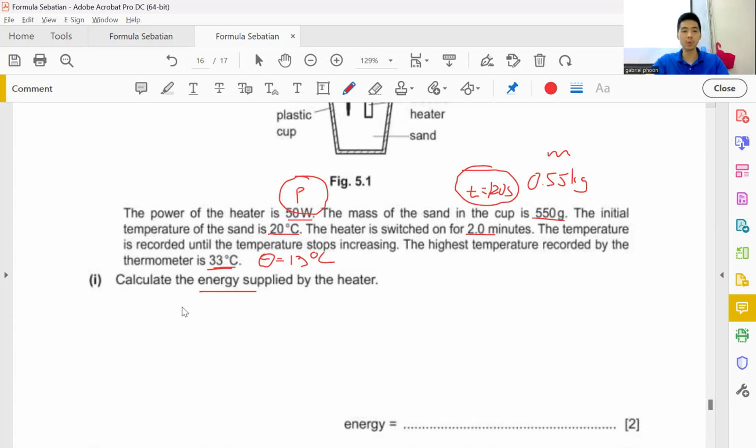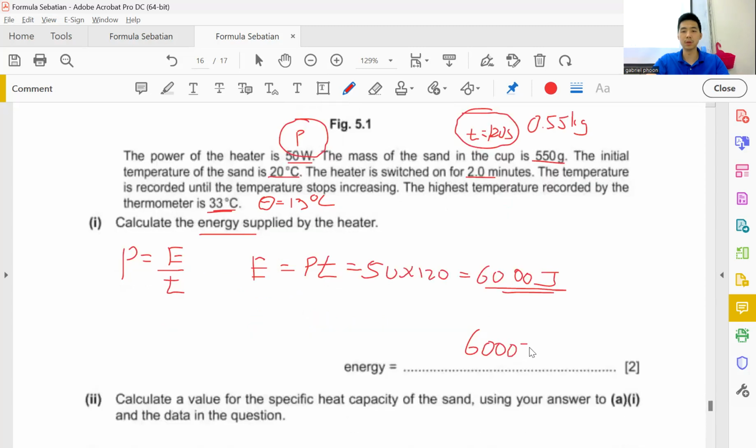Power is equal to energy over time. Right, and straight away from here, you're supposed to say that energy is equal to power multiplied by time, which is 50 multiplied by 120, which will give you 6,000 joules. Right, make sure you write 6,000 joules.